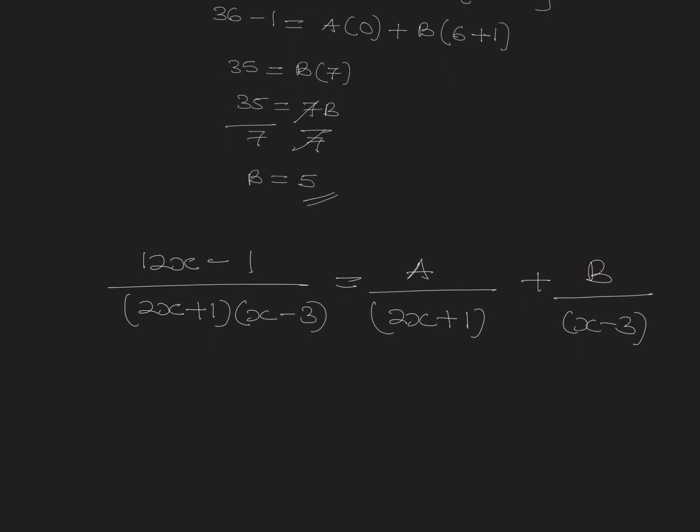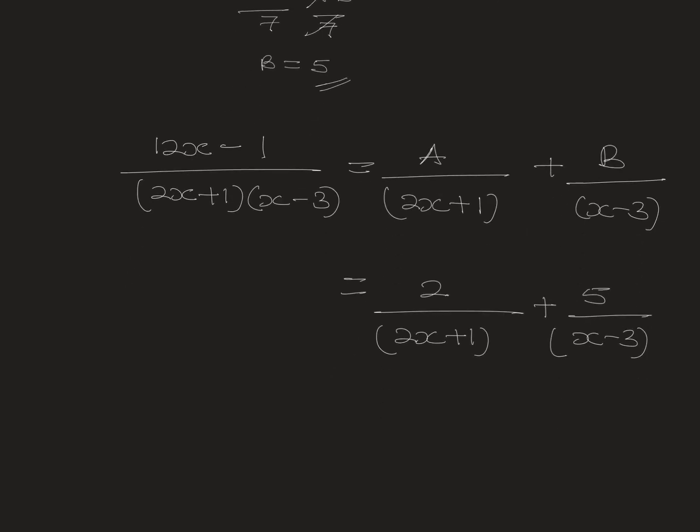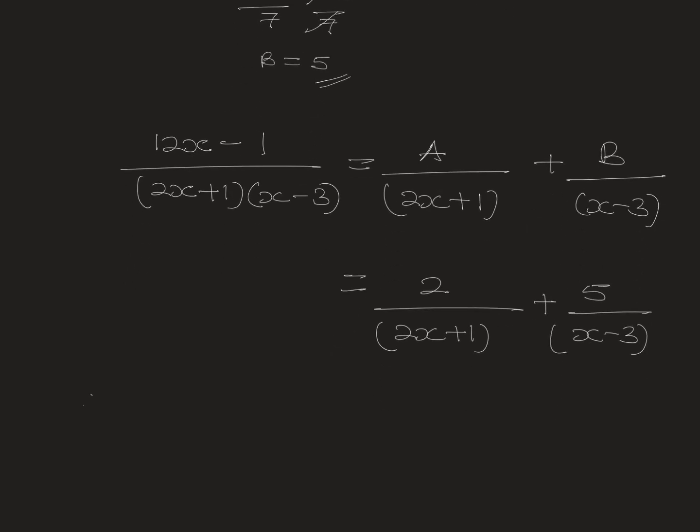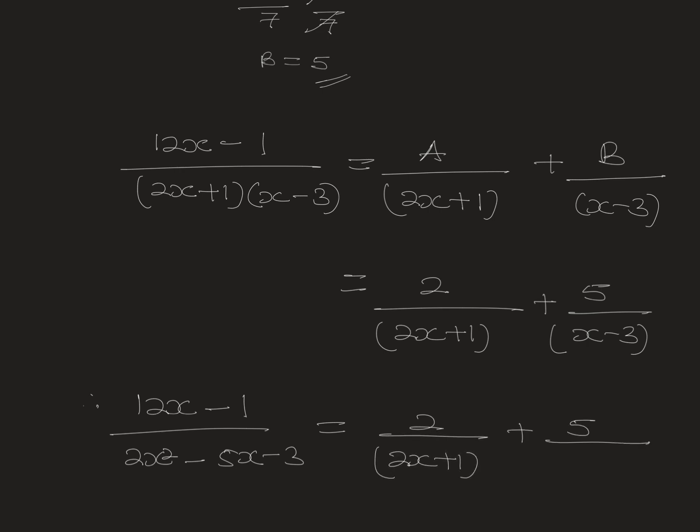So all what we have to do is to substitute the value of a and b. And a is 2, so that will be 2 divided by 2x plus 1 plus b is 5, so that will be 5 divided by x minus 3. And that answers the question. So therefore, 12x minus 1 all over 2x squared minus 5x minus 3 is equal to 2 divided by 2x plus 1 plus 5 all over x minus 3 as a partial fraction.